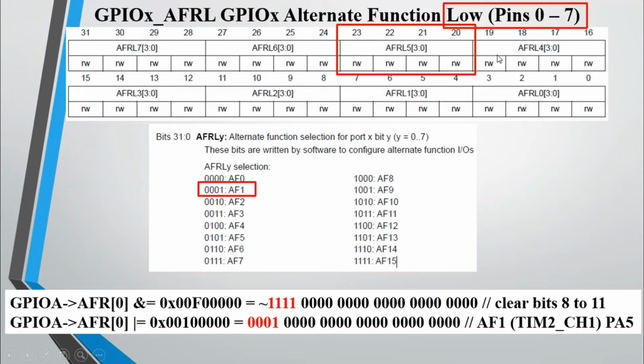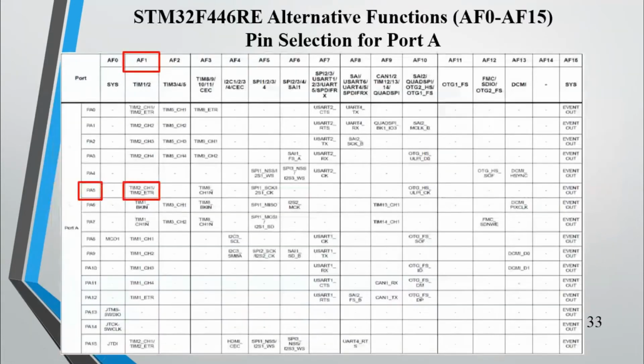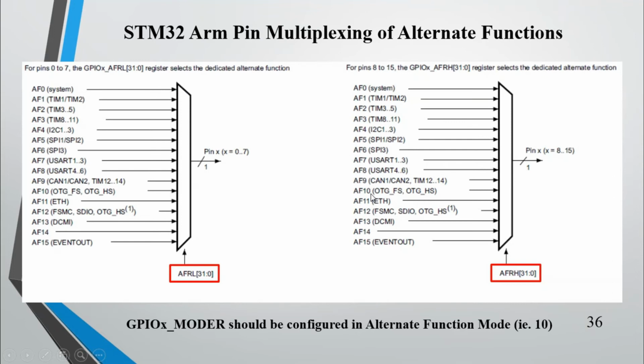With what value do I need to configure? 0001. Why? Because in the previous step, we have seen in this table that PA5 alternate functionality 1 corresponds to timer 2 channel 1. So timer 2 channel 1 is alternate functionality 1 of PA5. So I need to configure alternate functionality 1 for PA5. So how will I do that?